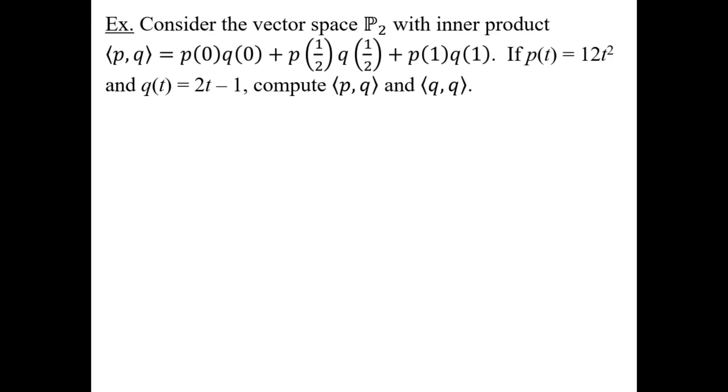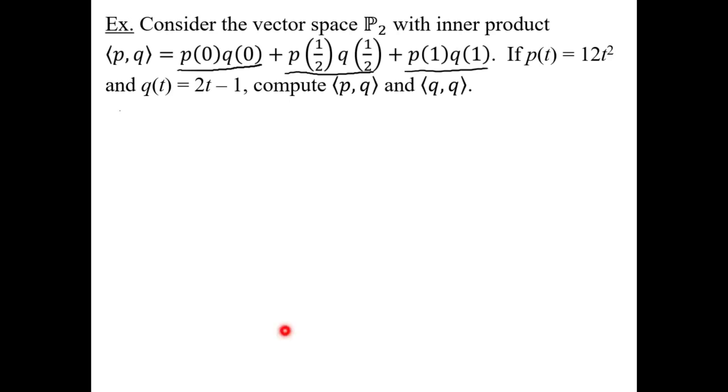And so now for any inner product, we need to define what we mean by an inner product. Here's how we would define it. The inner product between two vectors in P2, which we're calling p and q, is going to be basically this big long computation. We're going to evaluate each polynomial at 0 and multiply the results, evaluate at 1/2 and multiply the results, evaluate at 1 and multiply the results, and then add all those together.